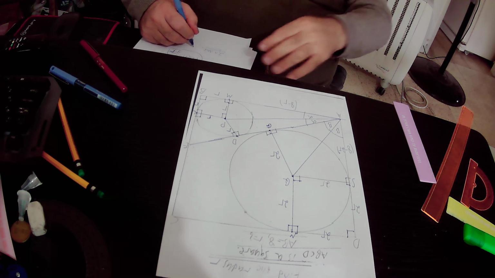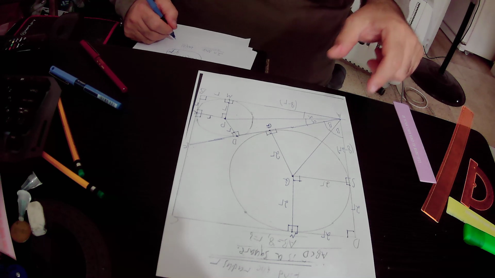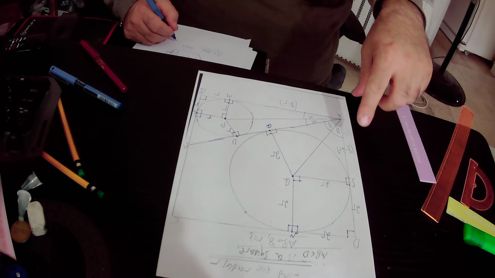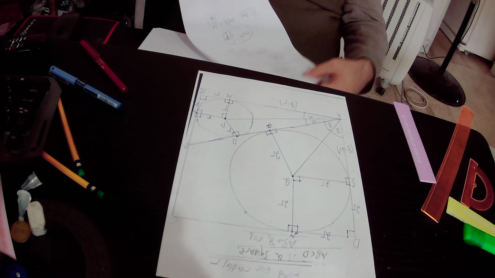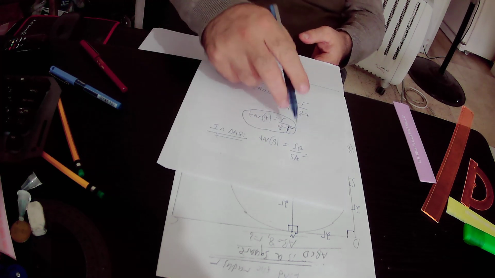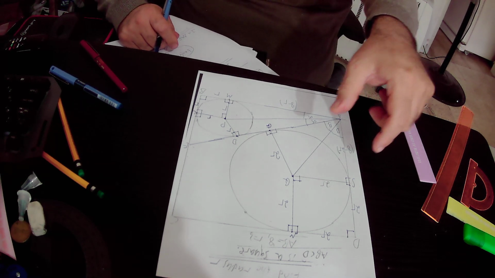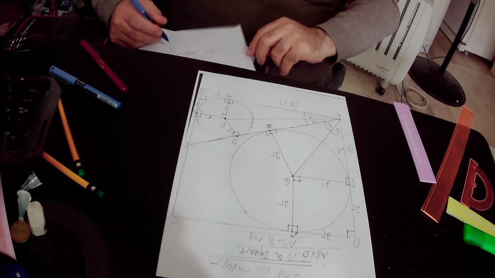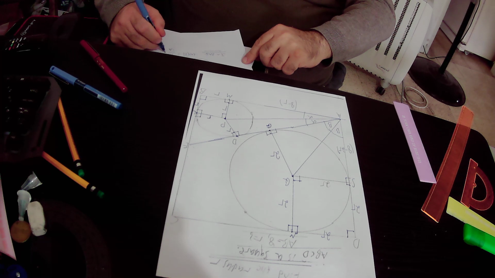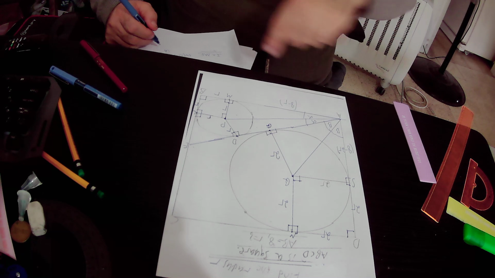tangent beta will be equal to SQ over SA. Again, tangent beta will be equal to SQ over SA. But SQ equals 2R, as you can see from the drawing. SQ equals 2R. And we've already found out that SA equals 8 minus 2R.